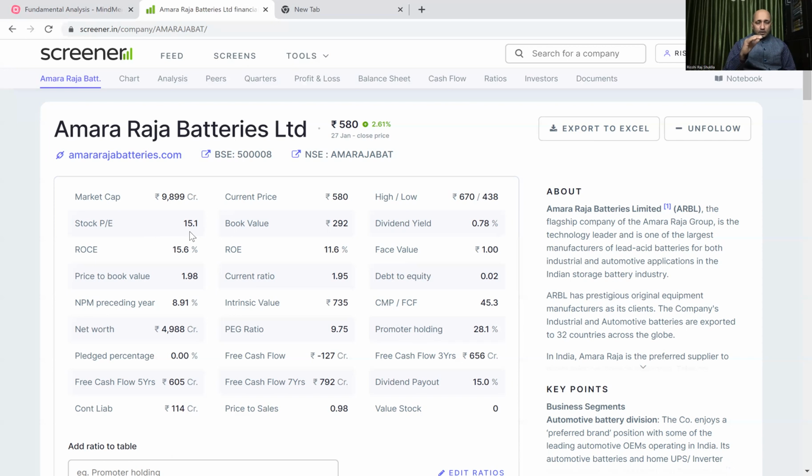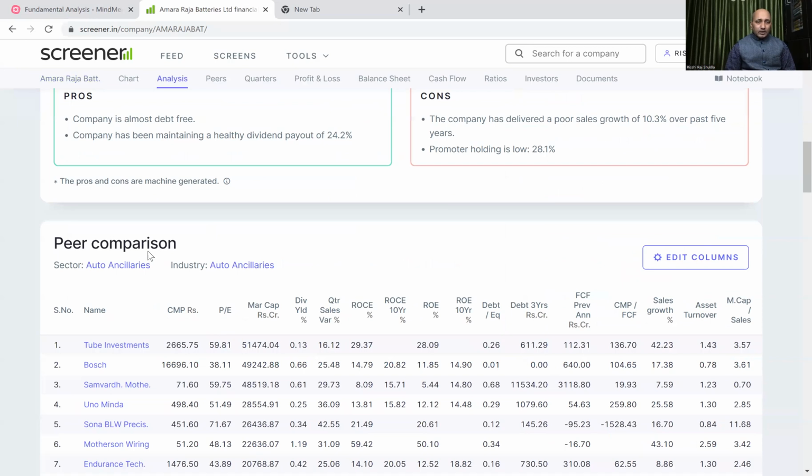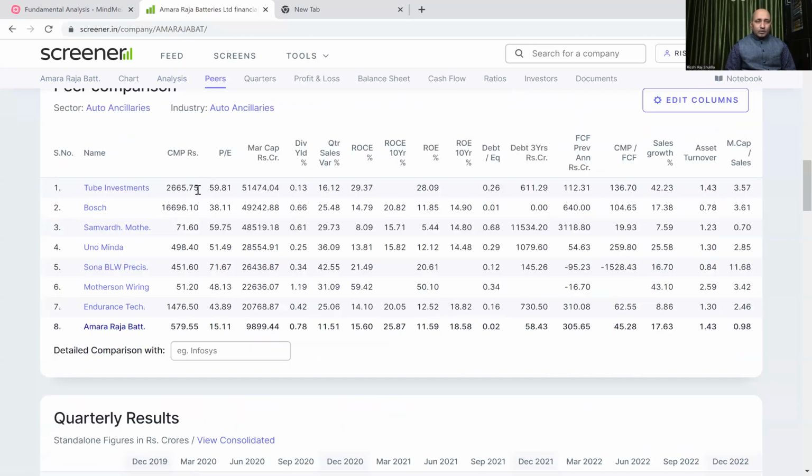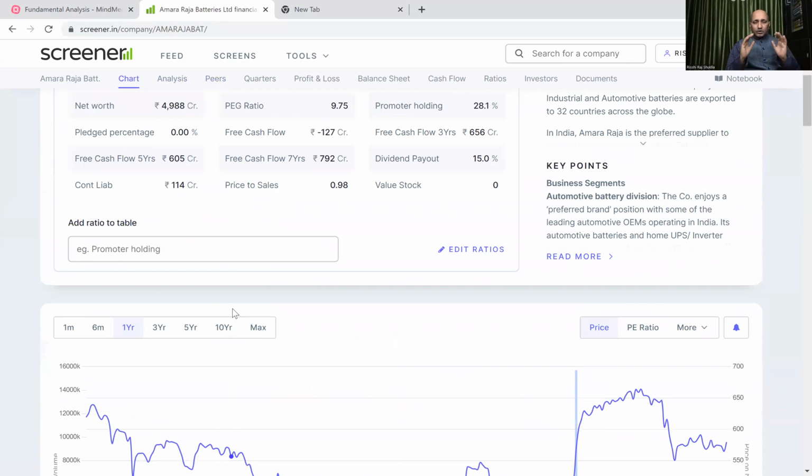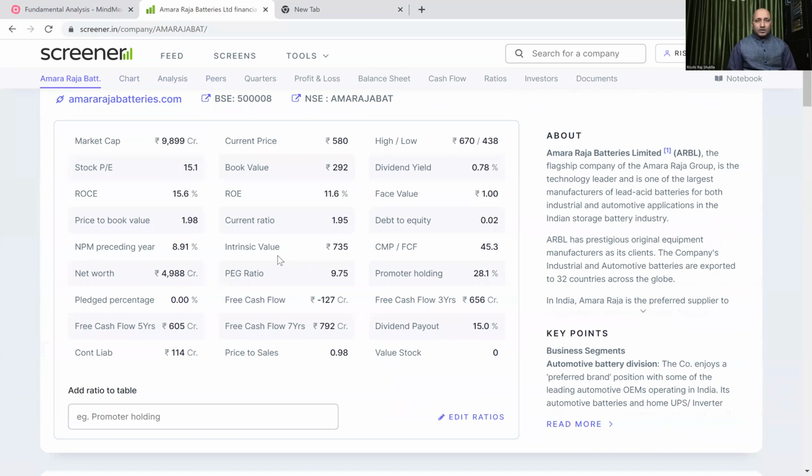If we see with these parameters how the competitors are behaving, we can see the PE of the other companies. You can see Amara Raja is on the lowest side. So from here we get that Amara Raja is fairly valued or undervalued with respect to others. We can get a comparison of all other parameters with respect to competitors and get a good idea whether to invest or not. We can decide accordingly.